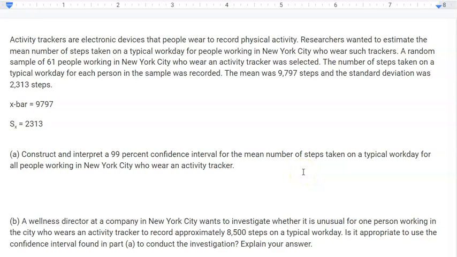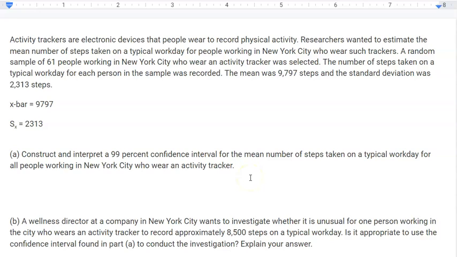Now, construct and interpret a 99% confidence interval for the mean number of steps taken on a typical workday for all people working in New York City who wear an activity tracker. We are now being asked to construct a confidence interval for the population mean in this problem, the population being everybody in New York City who happens to wear an activity tracker.